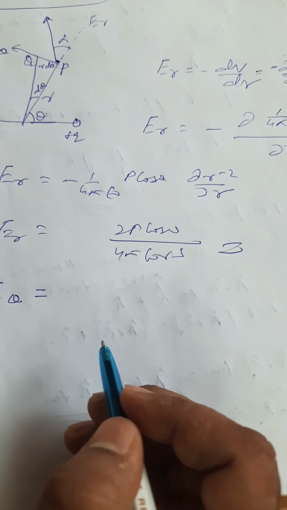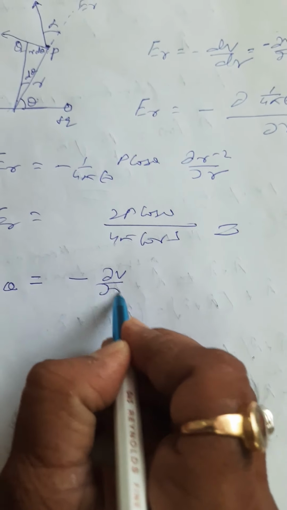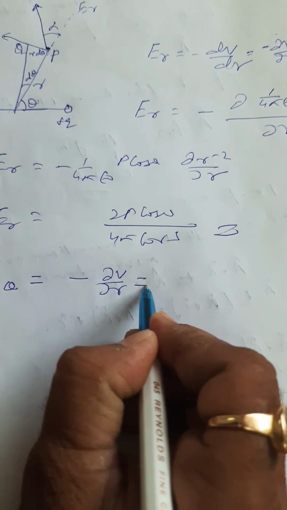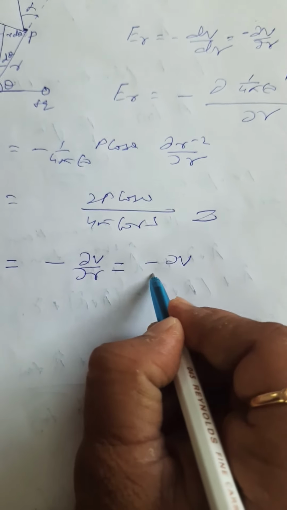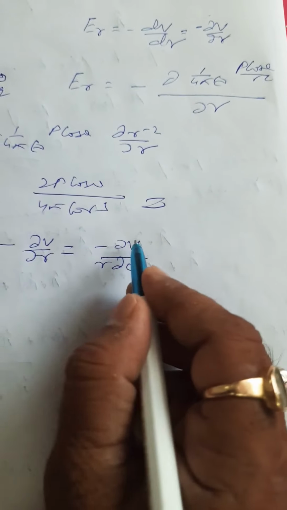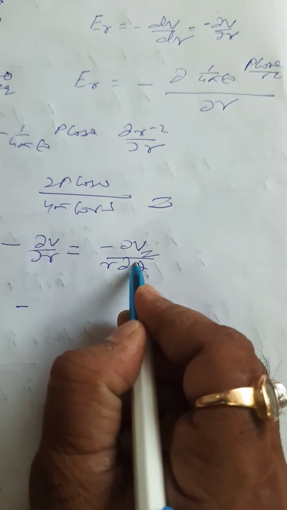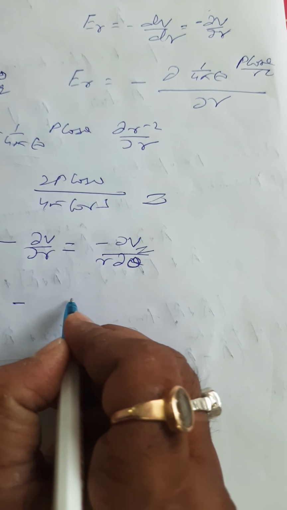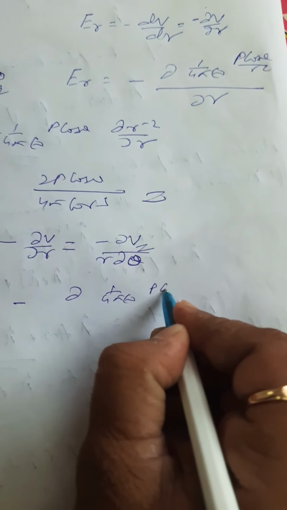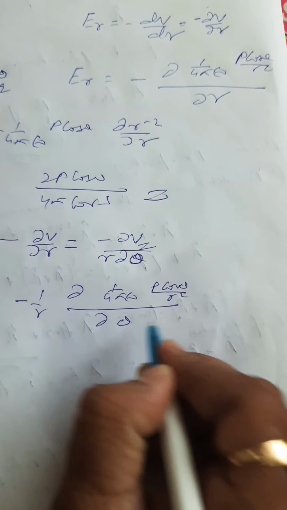So this E theta will be given by, again, minus del V by del r, but in place of del r we'll write r d theta. So we'll substitute minus del V by r del theta, and again in place of V we substitute the same expression, and we consider r to be constant and theta as a variable. So minus del of 1 by 4 pi epsilon naught p cos theta by r square, by del theta.